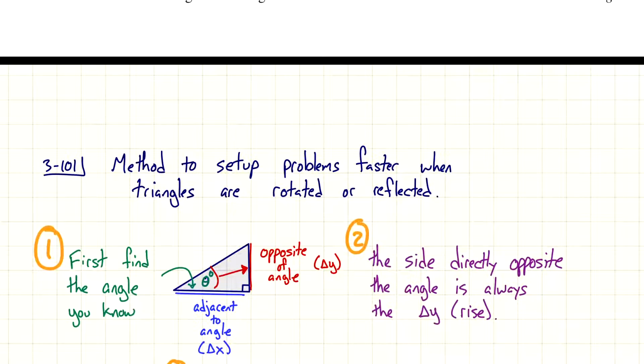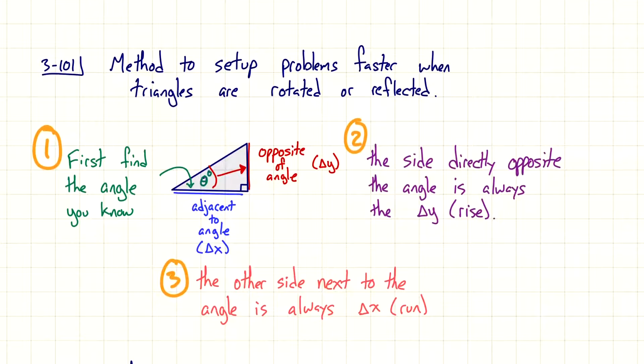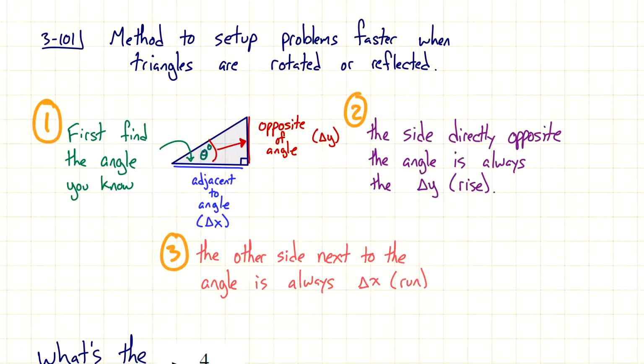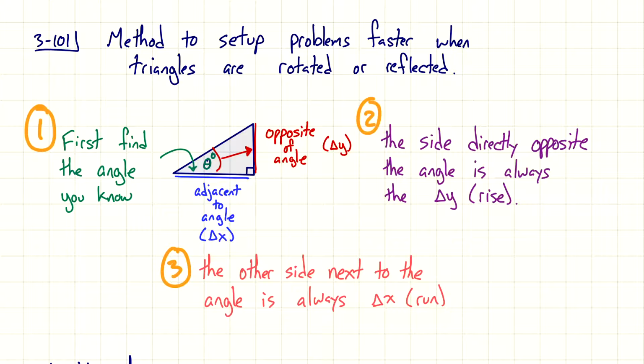All right, so in summary, in case that was a little too fast for you, here's some notes on how to set up your problem. So the method to set up the problems for when the triangles are rotated or reflected is first, like I said, always look to see what angle you're focused on. It doesn't matter where it's located, if it's at the top or the bottom, as long as it's not the right angle, you'll never focus on the right angle. So wherever the angle is that they give you, you're going to draw a line across from it, and this is what we call opposite of the angle. All right, so this is the side opposite of the angle.